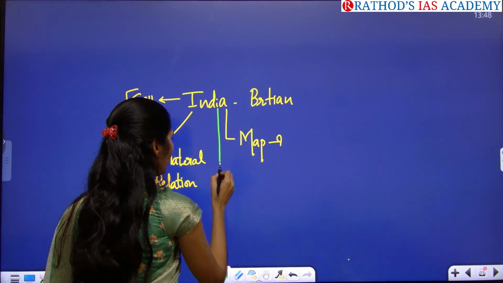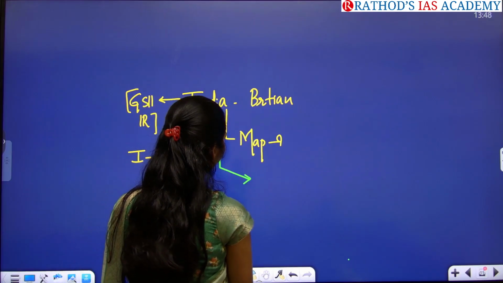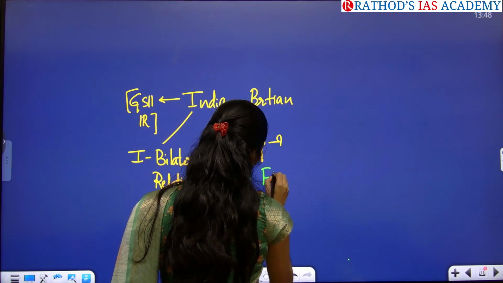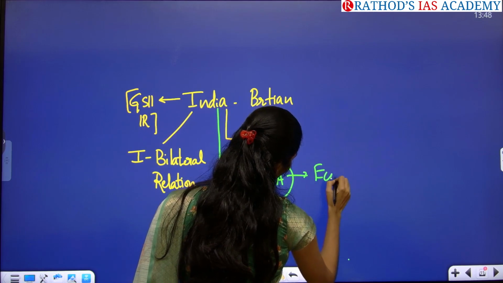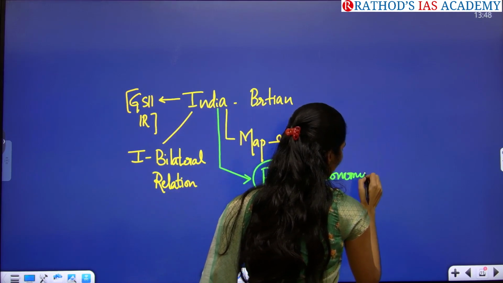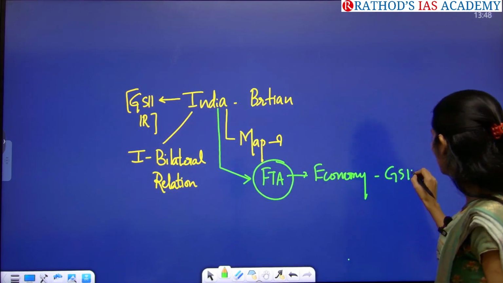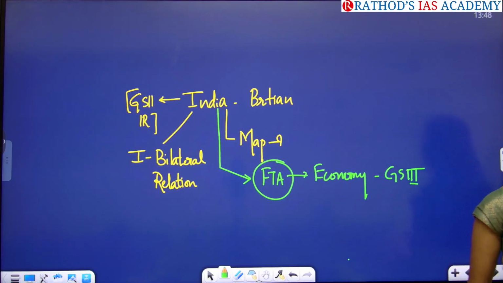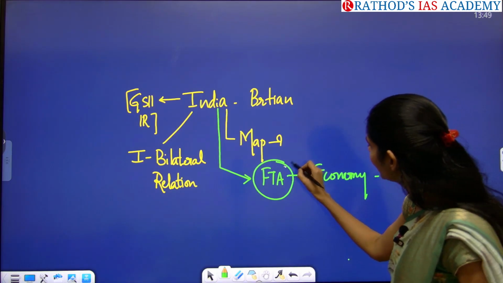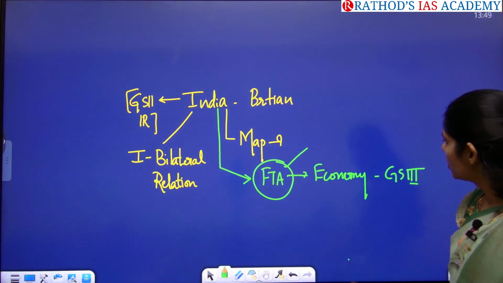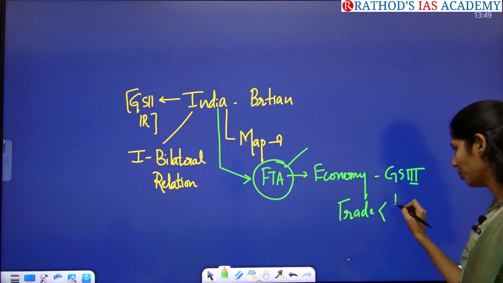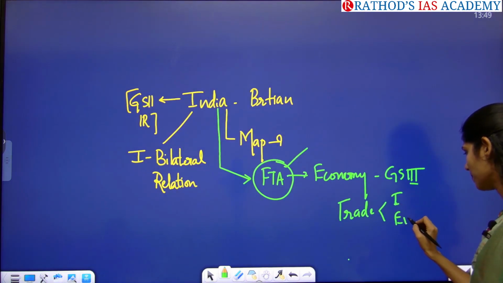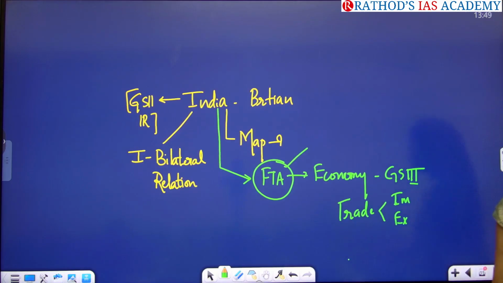The next important thing is the FTA, Free Trade Agreement. This topic is important from your economy, which comes under GS Paper 3. You have the topic of international trade, and in that you will be reading about the Free Trade Agreement. So what is trade? Trade, in simple terms, is imports and exports.